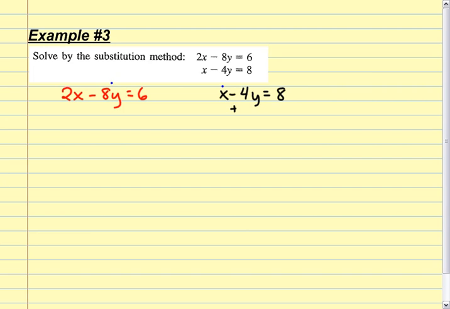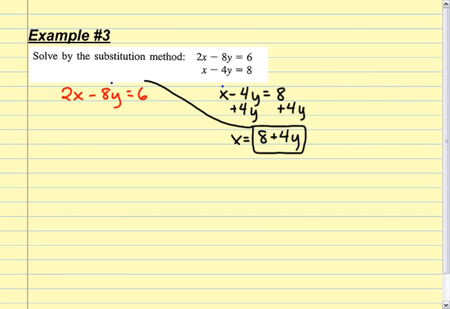Let's add 4y to both sides. And I'm going to get x is equal to 8 plus 4y. Perfect. This is what x equals. It equals 8 plus 4y. So I'm going to take that and plug it in for x. It just so happens in these examples that x has been the easiest variable to get by itself. Sometimes it's y. Don't be confused by that.